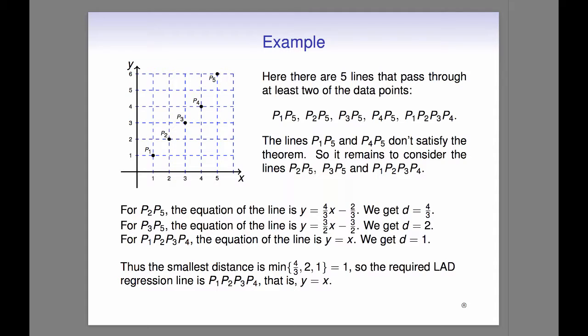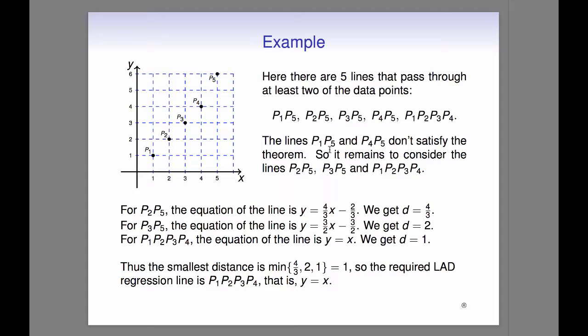Here's an example of a geometric solution. You're given 5 data points. You can see here straight away 4 of them actually lie on a line, and the 5th one is off the line. So if we're going to use the theorem on the previous slide, we need to consider lines that go through 2 of the points. So there are 5 such lines. So in obvious notation, P1, P5, that's the line through P1 and P5. P2, P5, P3, P5, P4, P5, and the line that goes through these 4 points here, P1, P2, P3, P4.